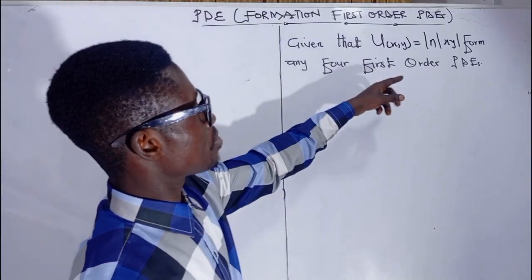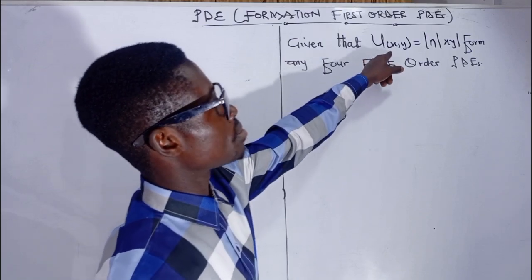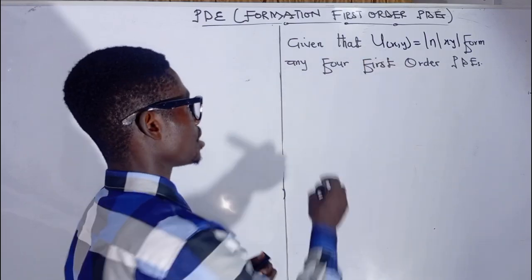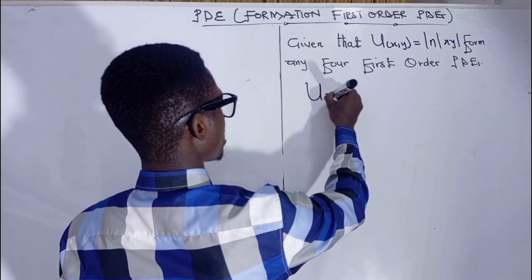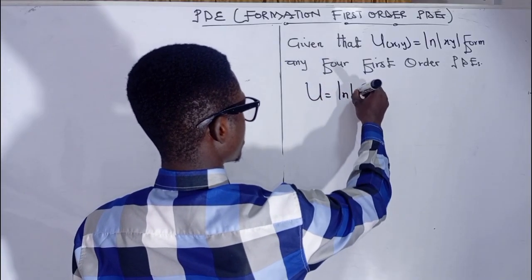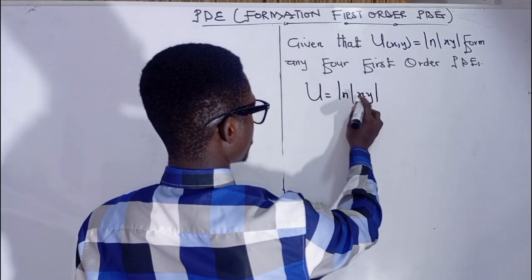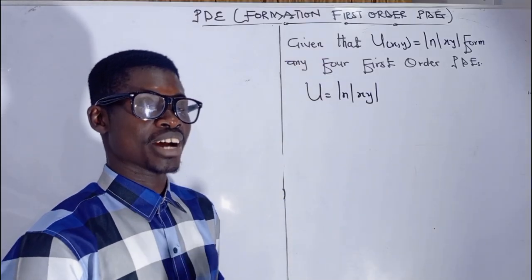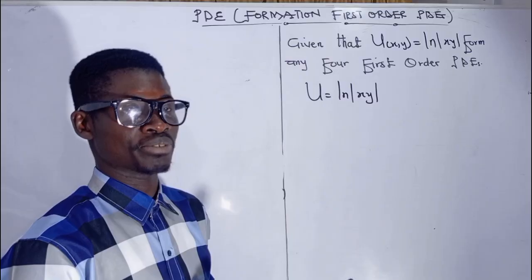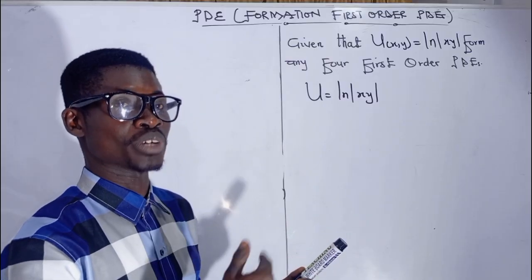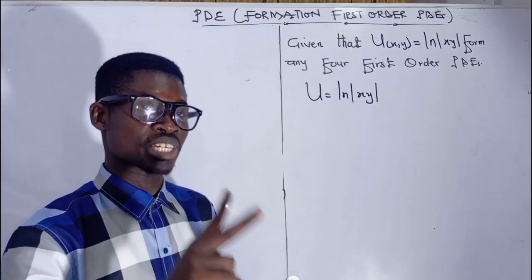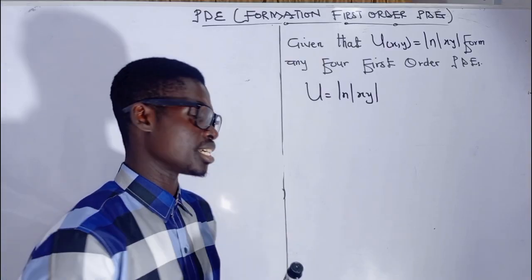So we want to form first order PDEs from this function. The function is ln xy. So we have our function which is given as ln xy. Good. So as I said, the first thing that you are going to do is to find the first partial derivative of the function given with respect to x and then with respect to y. That is going to give you your 2 first order partial differential equations.